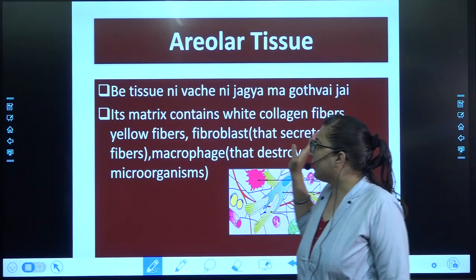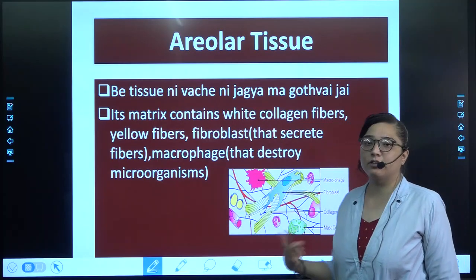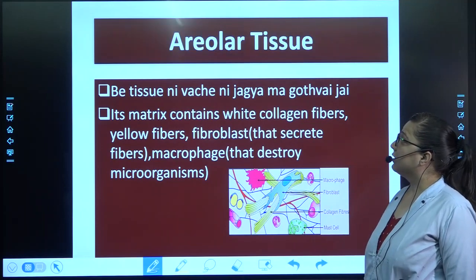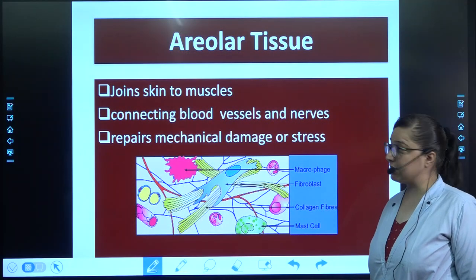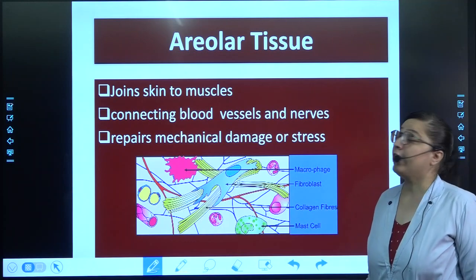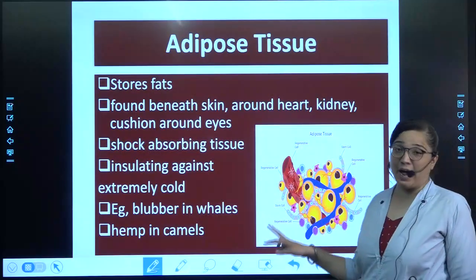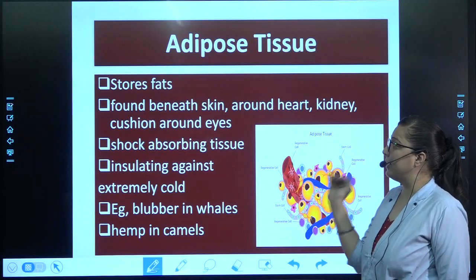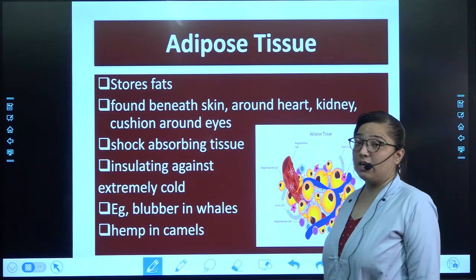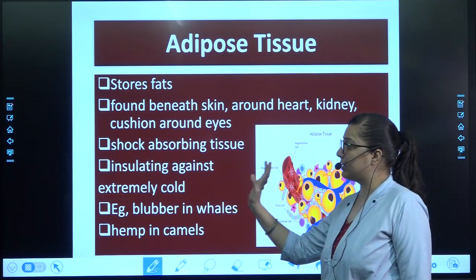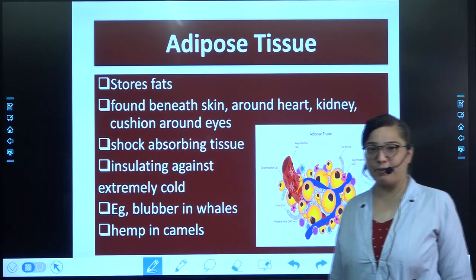It also contains fibroblasts and macrophages that destroy organisms. Read it, read it. It joins the skin to the muscles, connects the blood vessels and the nerves, and repairs mechanical damage or stress. It stores fat, found beneath the skin, around the heart and kidney, and as a cushion around the eyes. It is a shock absorbing tissue. It also provides insulation against extremely cold conditions, where it is found as the blubber in whales and hump in camels.